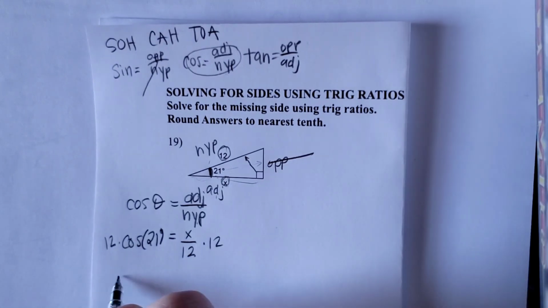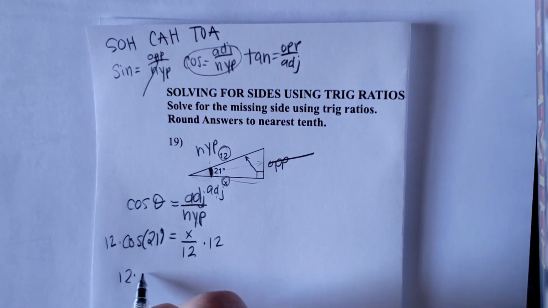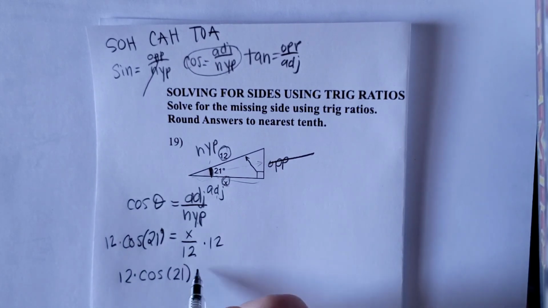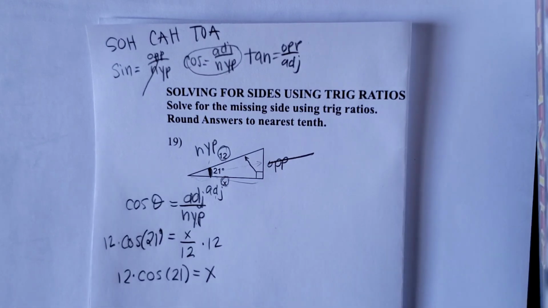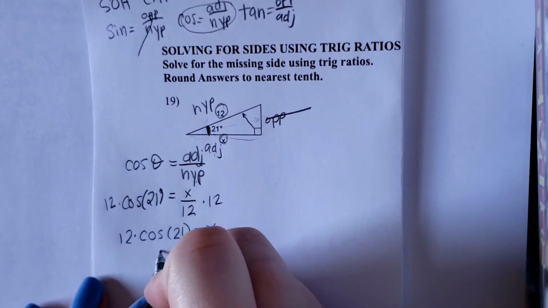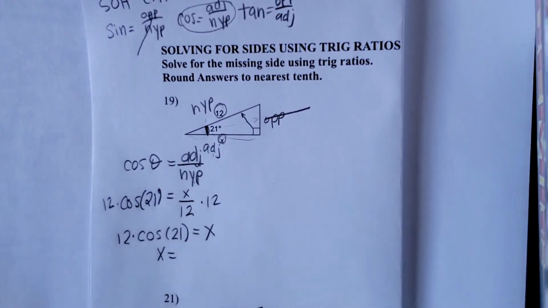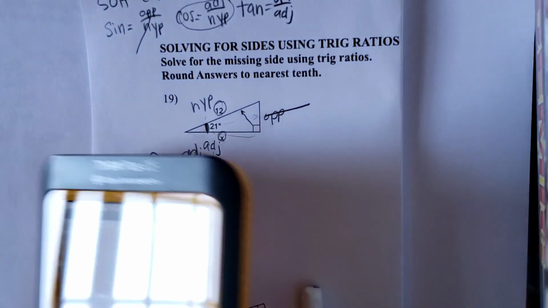If you type it in your calculator, you're going to get a decimal from 0 to 1. So cosine of 21 times 12 is what's going to give you x. So if we actually just say x is equal to, we can solve for that using our calculator.